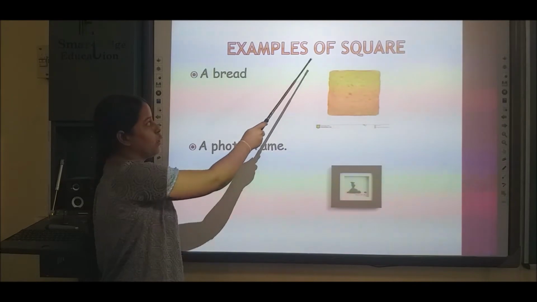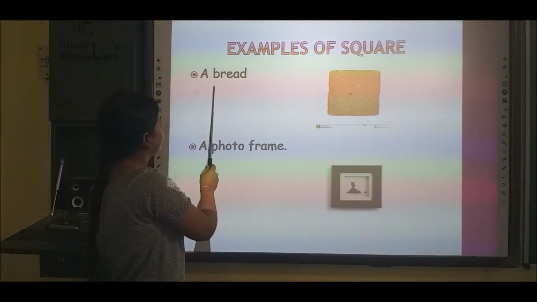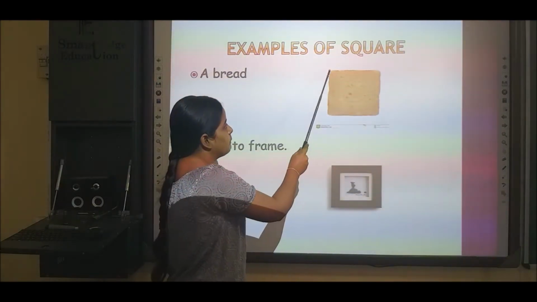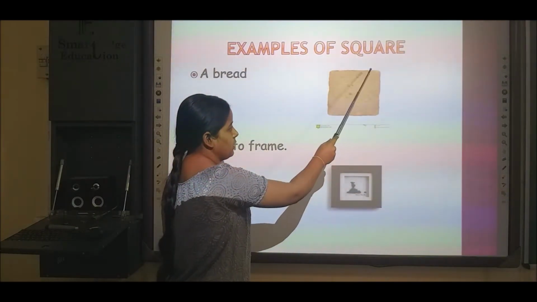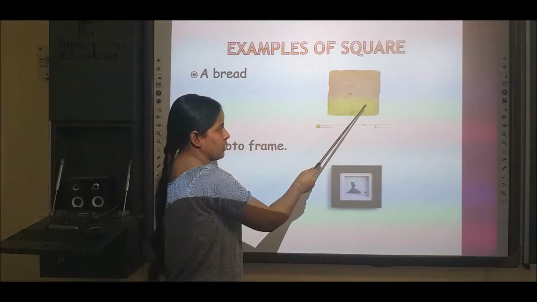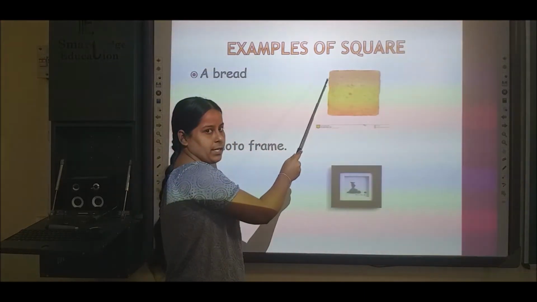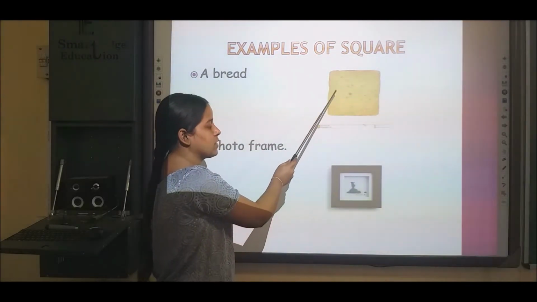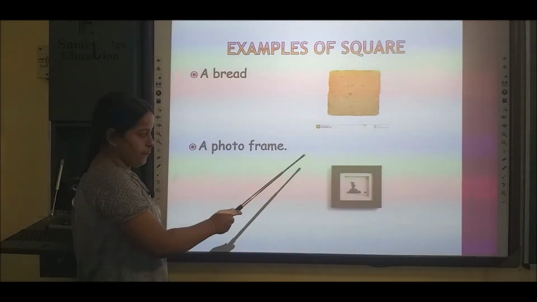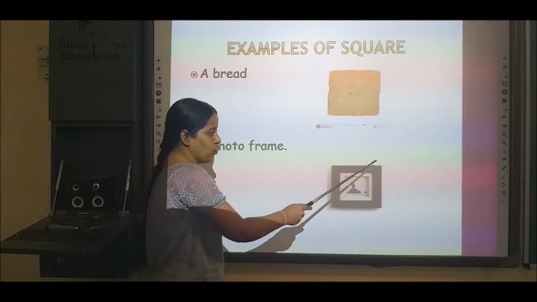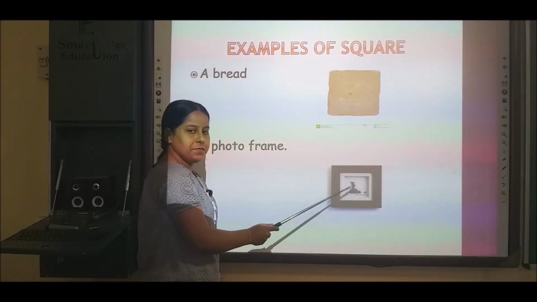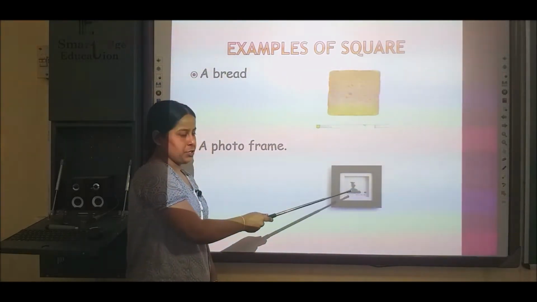Next are examples of square. First example, a bread. This is an example of a square. Bread has 4 sides, 1, 2, 3, 4 and 4 corners. All lines have the same length, so it is an example of a square. In the next example, we have a photo frame. The photo frame has 4 lines, 4 corners and all lines have the same length, so it is also a square shape.